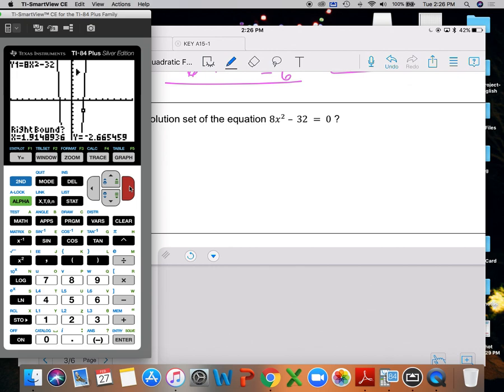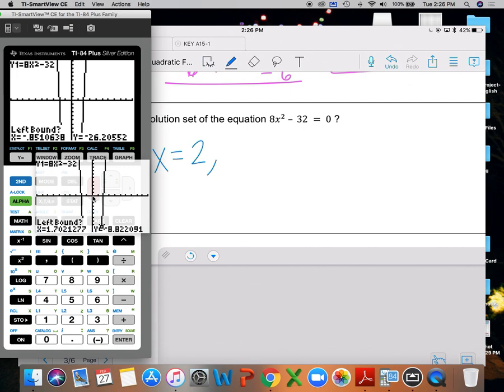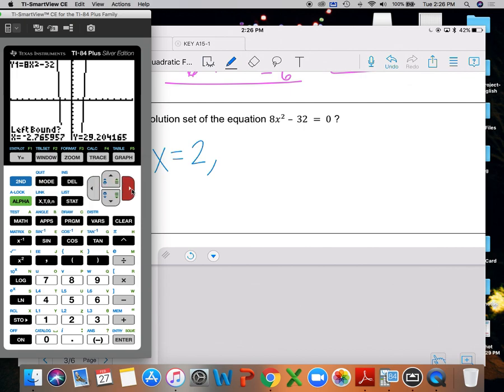Go back to what I'm trying to find. Slide to the right, enter, enter. So one of my zeros is at 2. Let's check the other one. Second trace 2. I go to the other, oops, sorry, I went too far. Go to the other one. This is about where I'm trying to find. So I slide to the left, enter, go back. Slide to the right, enter, enter, and my other x-intercept is at -2.